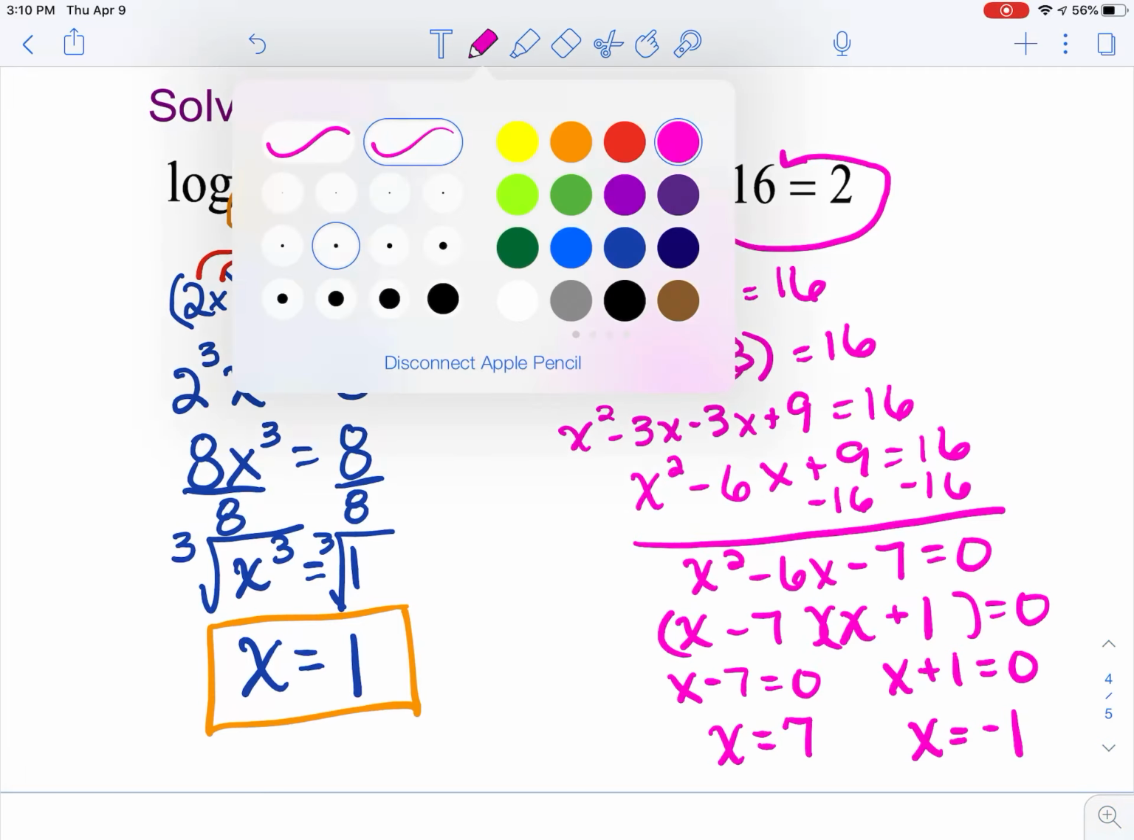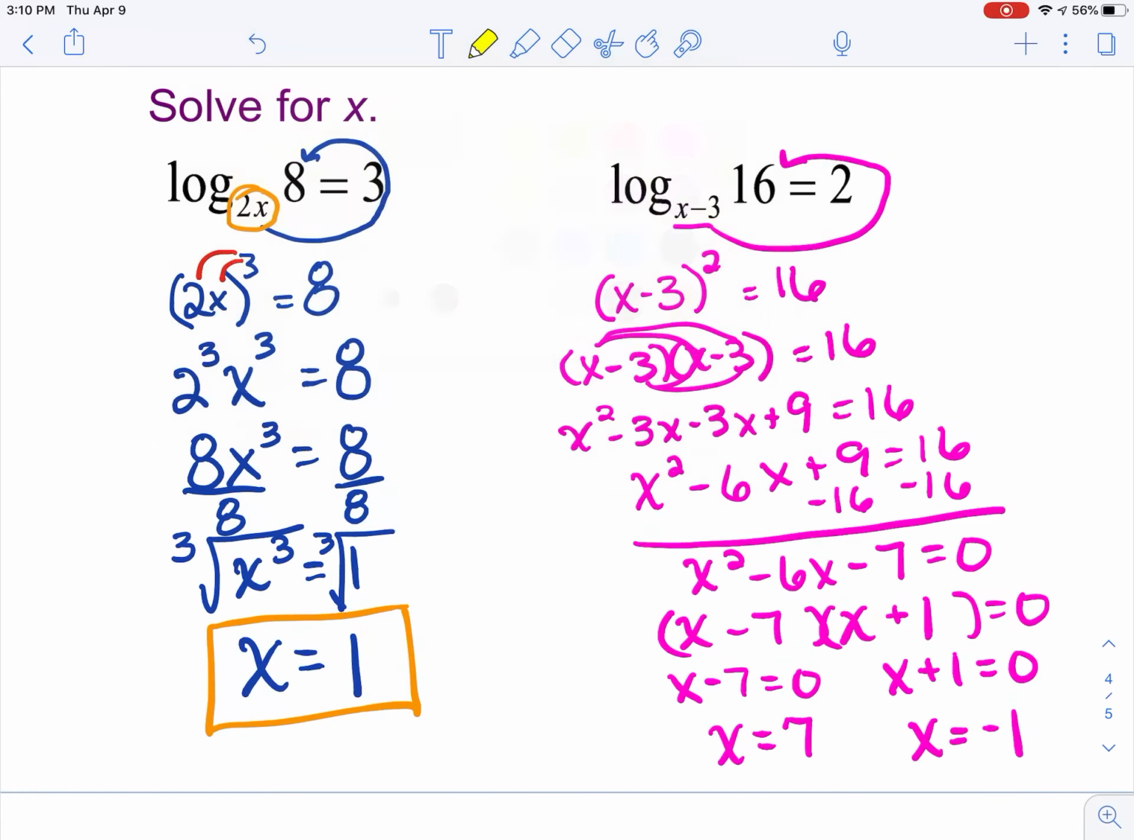So now I gotta check it. And we're gonna check with yellow. Here we go. So this is what I have right here. So I have 7 minus 3 equals 4. That one works out. There's an answer. Negative 1 minus 3 equals negative 4. I cannot have a negative base. So that right there is an extraneous solution. So my only answer is x equals 7.